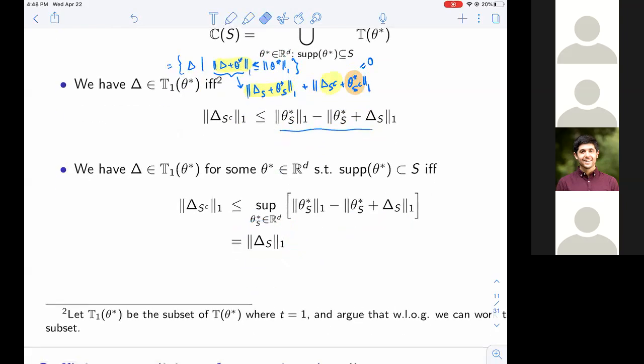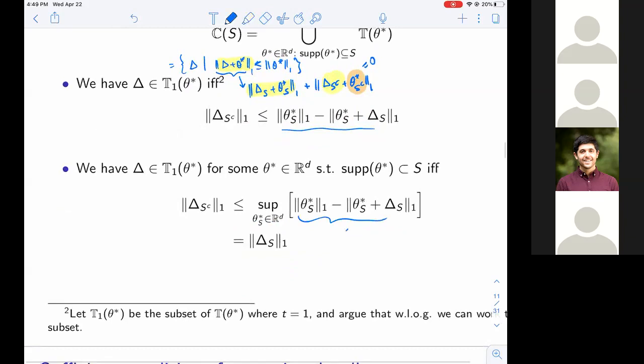Does anyone know why that is? Because by the triangle inequality, this is always less than this. And then you can achieve equality by choosing theta star properly. It need not be 0. You can choose theta star such that the triangle inequality holds with equality. Just verify that for yourself. You can take non-zero theta star on S such that the equality is true. So we get this inequality. So delta would be in the union if and only if this part is less than or equal to this, which is just the definition of the cone. So this part was a little bit rushed.